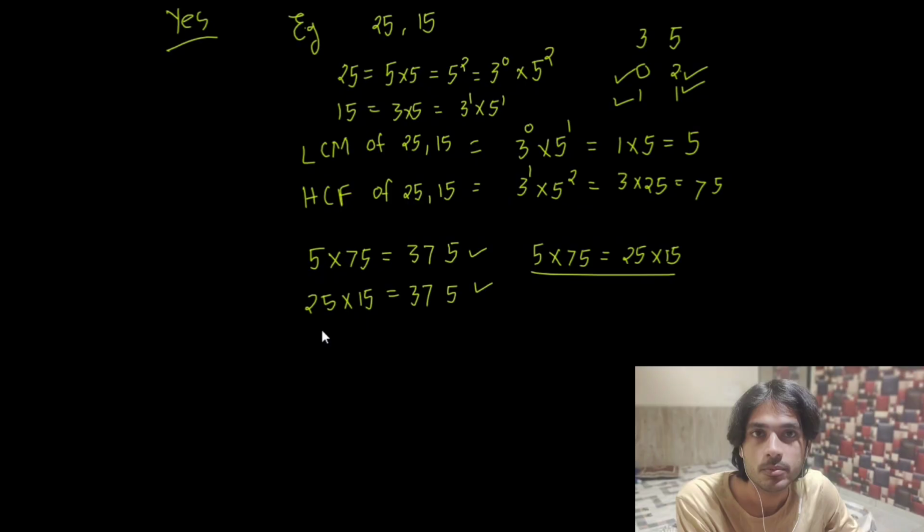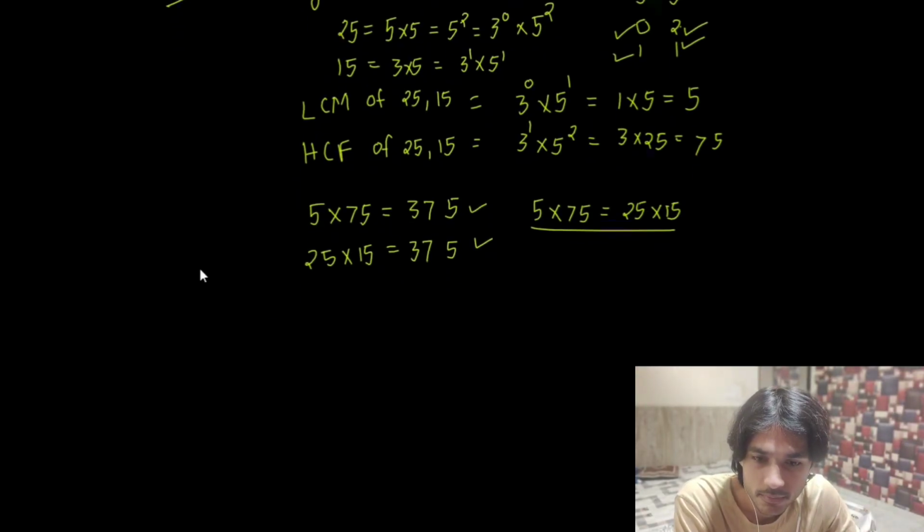But if I have to prove it for a general case, like if I just say A and B are two natural numbers and I can't take specifically what A will be or what B will be, then how will I be able to prove it? I will take the idea from this example. So let us just say, okay, the page has ended here.